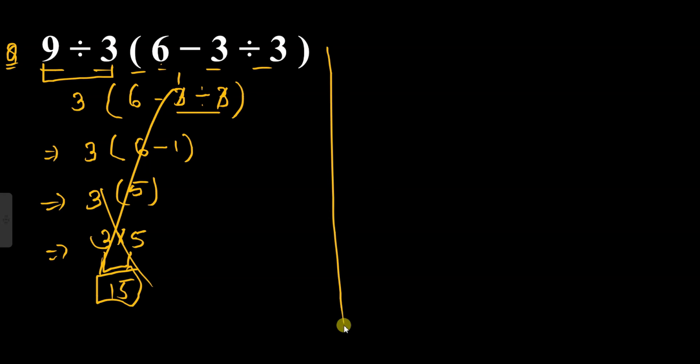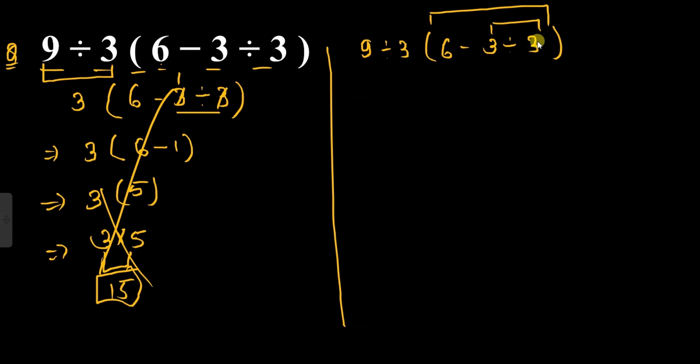Now, let's rewrite the question. 9 divided by 3, bracket, 6 minus 3 divided by 3. So first, we'll solve the bracket. Inside the bracket, we'll also solve the division. So 3 divided by 3, that becomes 1. So inside the bracket, it's 6 minus 1.